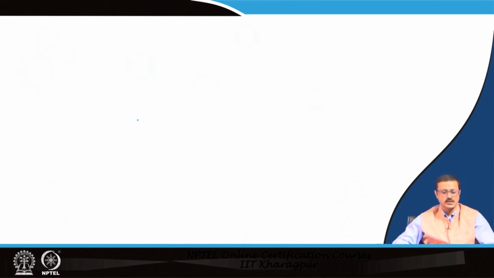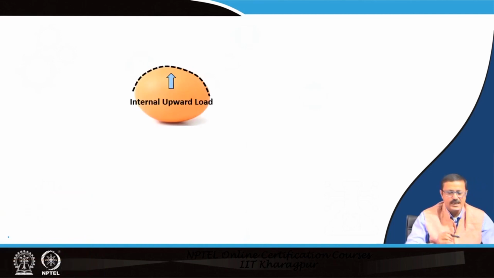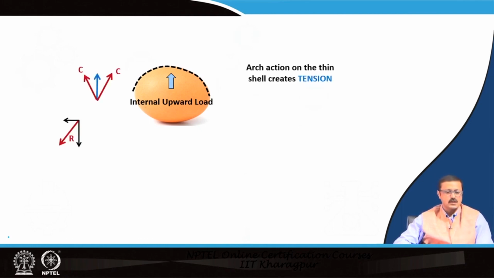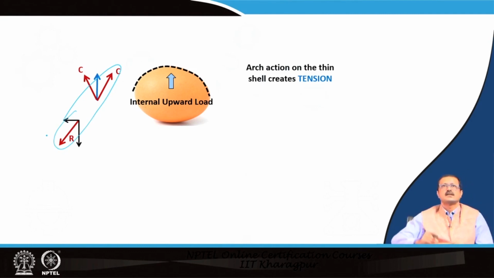But now, see the reverse action. Suppose you have the same egg and you somehow put something inside and you put pressure upward instead of the external pressure, an internal upward pressure. So, what will be the arch action? Now, the reaction component and the component of the external load, which is the internal pressure, will be reversed. And as and when it is reversed, these two are going to have a tensile kind of action. So, if you push something from below, like scissors and that kind of thing, then you will create a kind of tension.